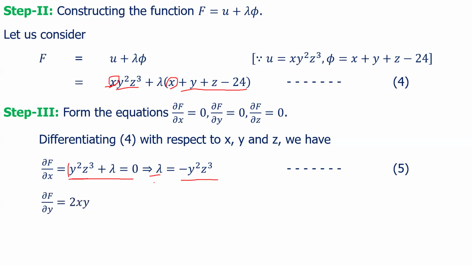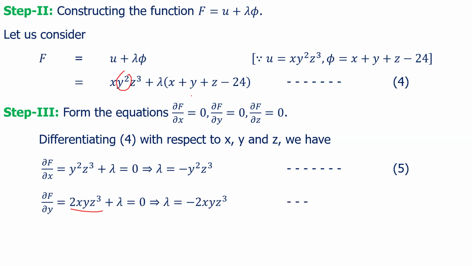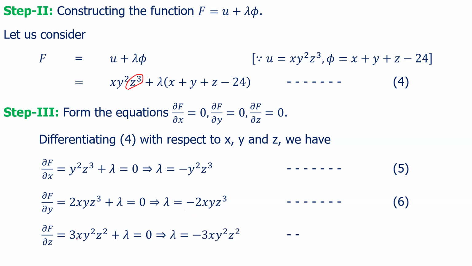Similarly, del f del y is equal to derivative of y square is 2y, so 2xy z cube, and here derivative of y is 1, so plus lambda equal to 0, which implies lambda equal to minus 2xyz cube. And similarly, del f del z is equal to 3xy square z square. We have to differentiate partially with respect to z, so derivative of z cube is 3z square, 3xy square z square plus lambda equal to 0, which gives us lambda equal to minus 3xy square z square.